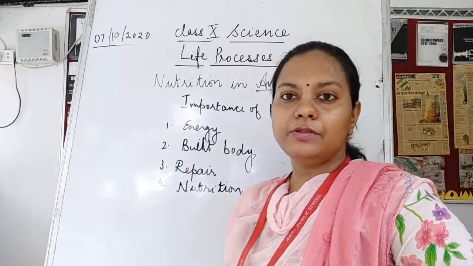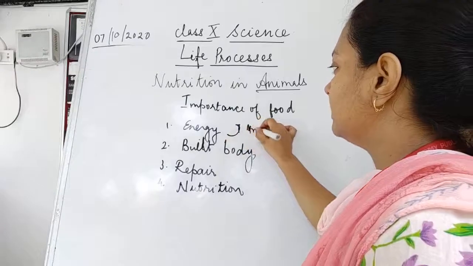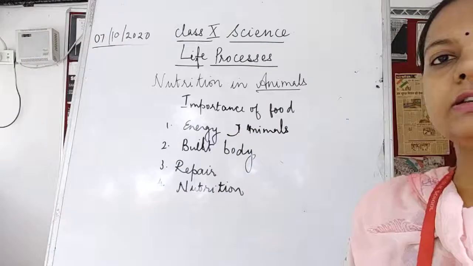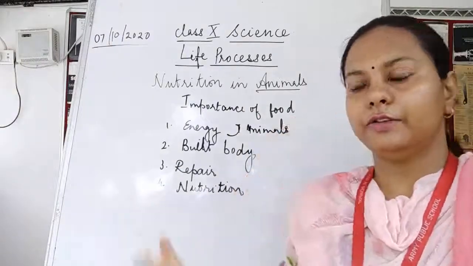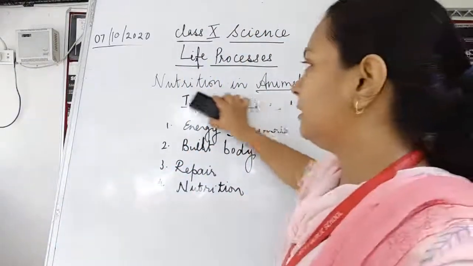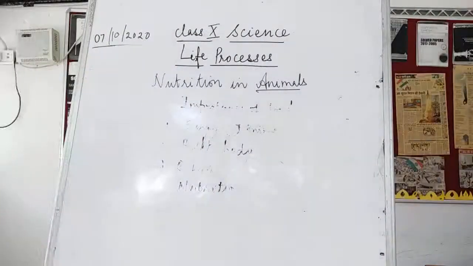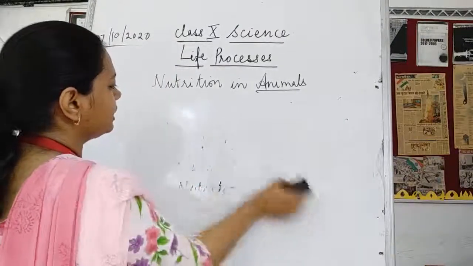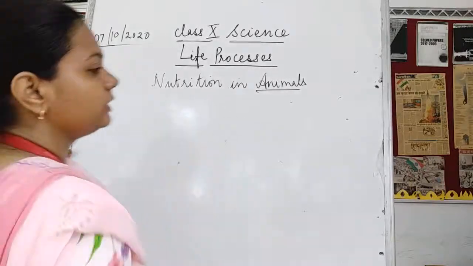Now children, we have to study how this energy is being given to the animals. We have talked about the plants, we'll talk about the animals now. How is this energy getting transferred from the plant and the food products to the body of the organism? This is what the nutrition chapter is all about. Now we will study how this energy is going to be transferred from the food products to the body of the organism.